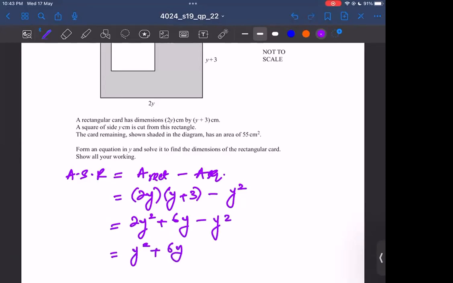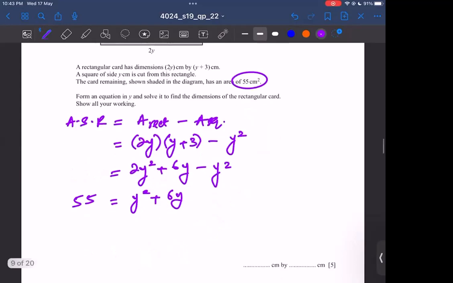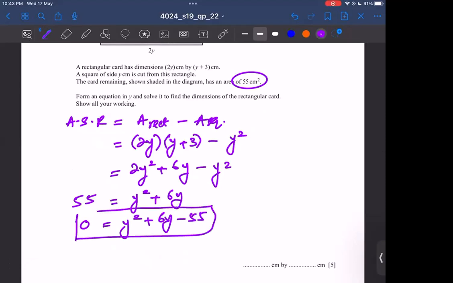And what is the area of the shaded region? This is the area of the shaded region. But what they have given in the question is 55. So I'm going to equate this area of the shaded region with 55. Now I'm going to have y square plus 6y minus 55 equal to 0. Now you got the quadratic equation in terms of y. You have formed the equation in terms of y. Now you're going to solve it. Solve it means you're going to find out the value of y here.